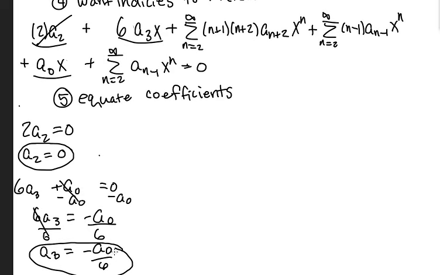Okay, so a sub 3 equals negative a sub 0 over 6. Okay, so we dealt with this and this. So let's just rewrite this. So we have the summation of n equals 2 to infinity of n plus 1.